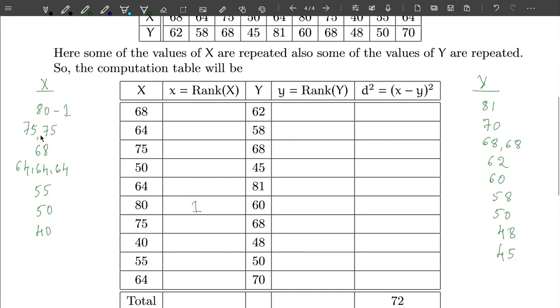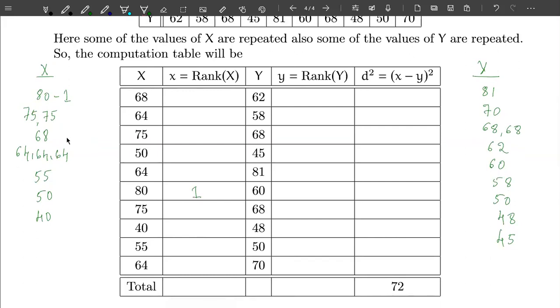Then after that, you have 75 and 75. You can see that this is in the second place as well as in the third place. So how to assign rank for the number 75? It is in second place and third place. So when you are taking the rank for number 75, take the rank as 2 plus 3 divided by 2, because it is in the second place and third place. So 2 plus 3 divided by the number of times this number repeats. So 2 plus 3 by 2 is equal to 5 by 2, that is 2.5.